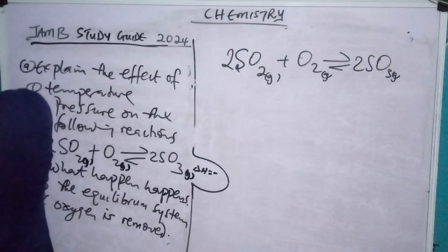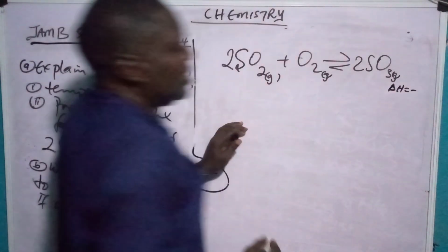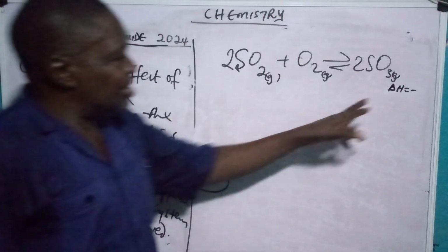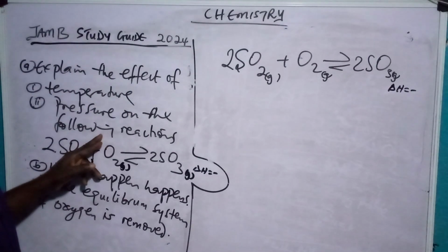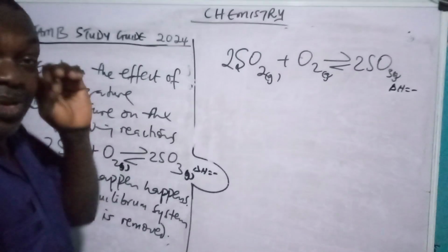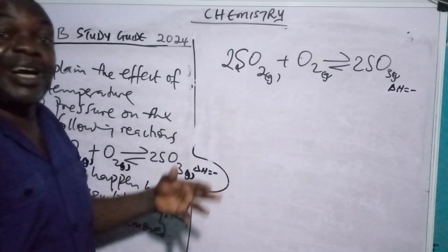Let's return it back to delta H equals minus. Now they may put this, but usually they don't put it because they cannot ask you the two questions at the same time. In objective, it's only one at a time. It's only when they will tell you to write a short note on this: what will be the effect of increase. You now have to write.